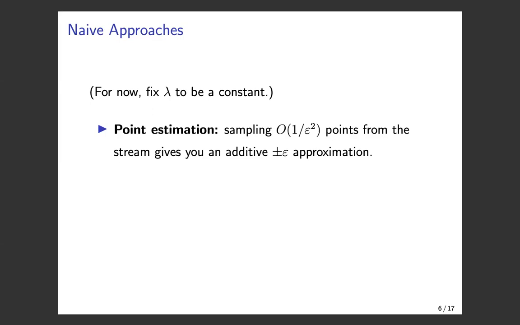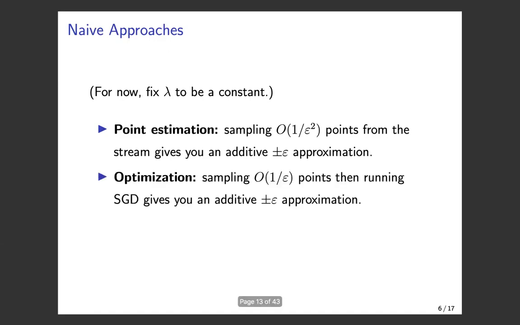Okay, and so again, the first problem is point estimation. So we want to estimate the value of the function using these data points that were in the stream. And so one way you can do this is just by sampling, during the course of the stream, something like 1/epsilon² points, and then using these basically as an estimate of the value of the function. And this immediately, it's very easy to show, gives you an additive plus or minus epsilon approximation for point estimation.